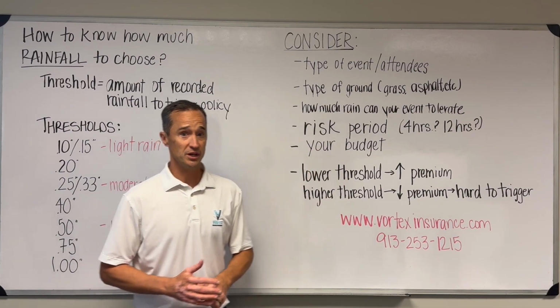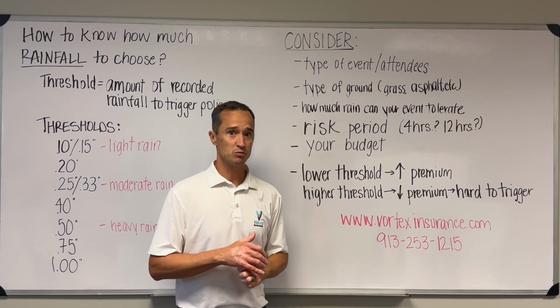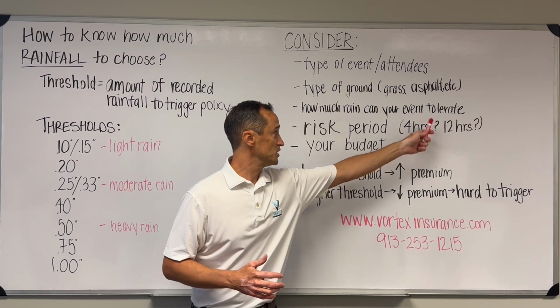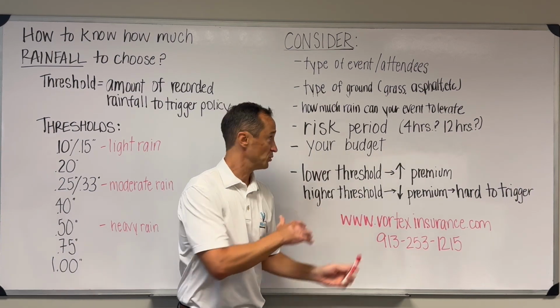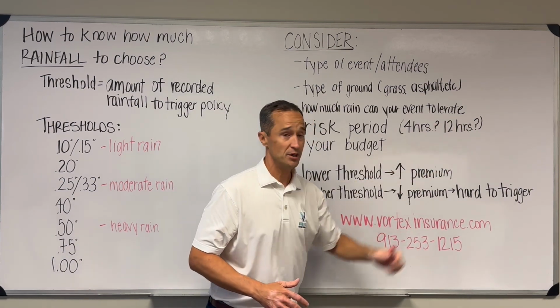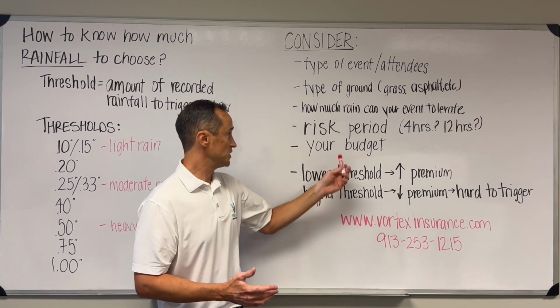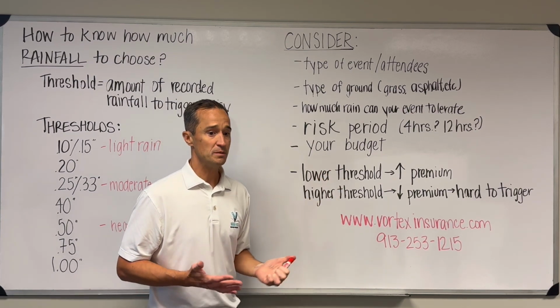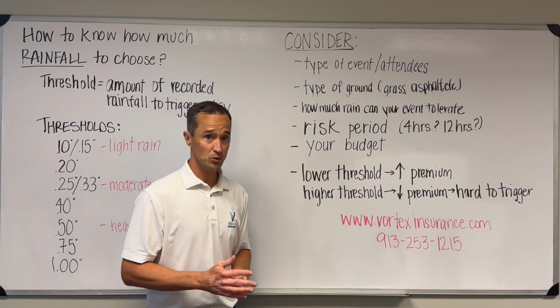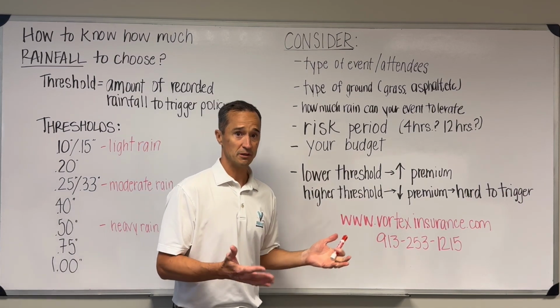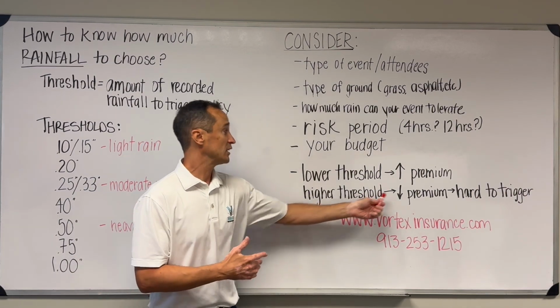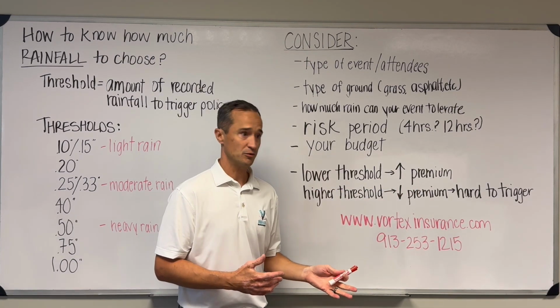What is your risk period? Something that we talked about in a previous whiteboard session. If the risk period is only 4 hours, then a lower threshold might do. But if it's a longer risk period, you might need to use a higher threshold to manage those costs. This gets into your budget. How much premium are you willing to spend? Lower thresholds are going to be a higher premium because it's more likely to rain a little bit than it is to rain a lot, so the premium is lower for a higher threshold.